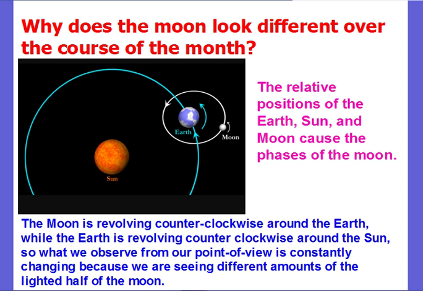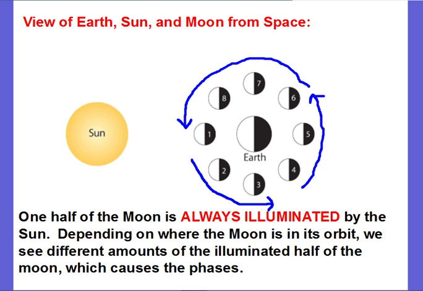The Moon is revolving counterclockwise around the Earth, while the Earth is revolving counterclockwise around the Sun, as shown in this picture. So what we observe from our point of view on Earth is constantly changing because we're seeing different amounts of the lighted half of the Moon. As the Moon is moving around the Earth, it's being illuminated by the Sun, and we're seeing different amounts of that illuminated half, which is shown in this picture.